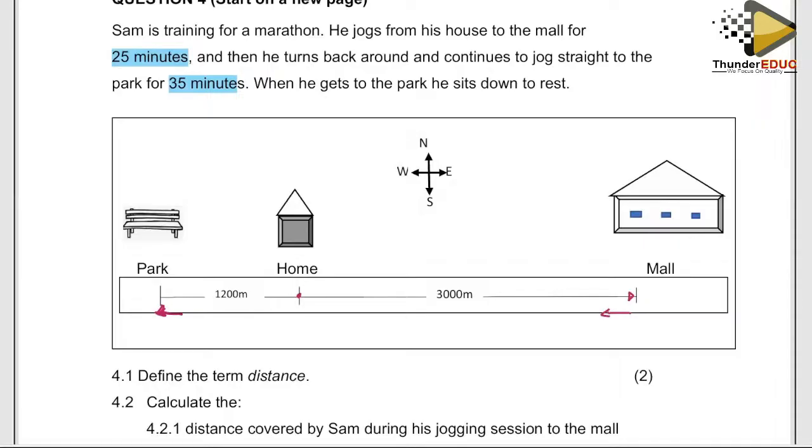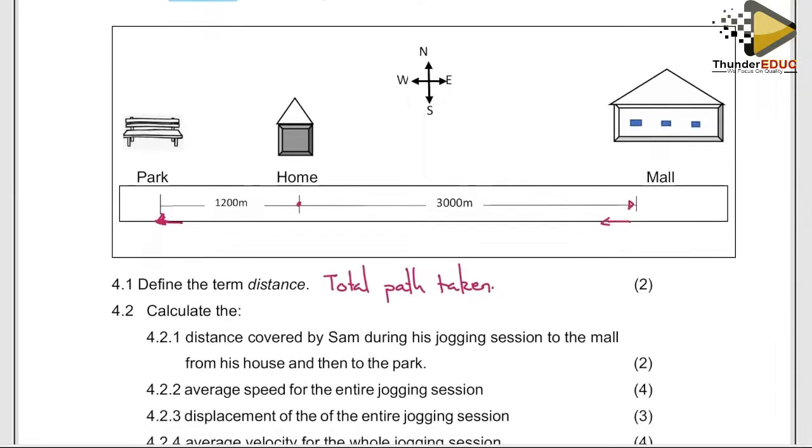So now the first question is there. Define the term distance. So distance is actually defined as the total path taken, right? Total path taken, or the route that you actually took, right? So how much distance did you travel? Then I'm going to proceed to 4.2, which is there. Calculate the distance covered.